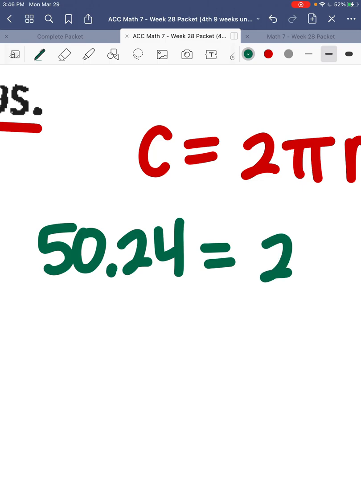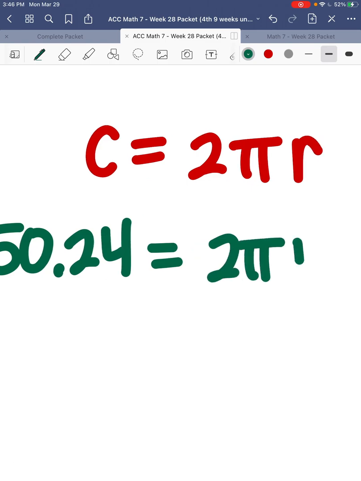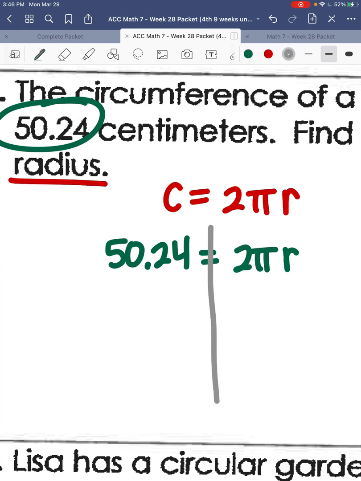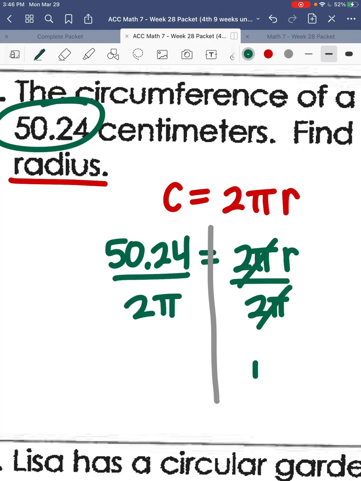So 50.24 equals 2 times pi times r. Okay, now I'm gonna try to get r by itself. And r is connected to two things. It's connected to 2 and pi, both through multiplication. So I can undo that by dividing 2 pi on both sides. So our 2 pi's will cancel out, r will be by itself, but let's go to our calculator and figure out what this is.